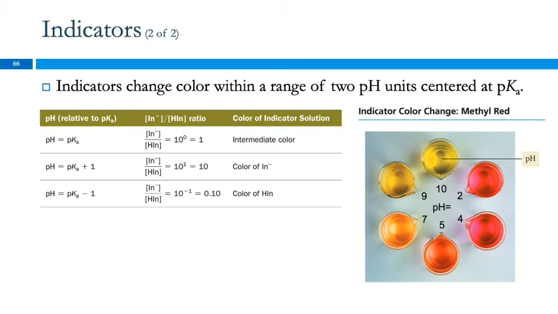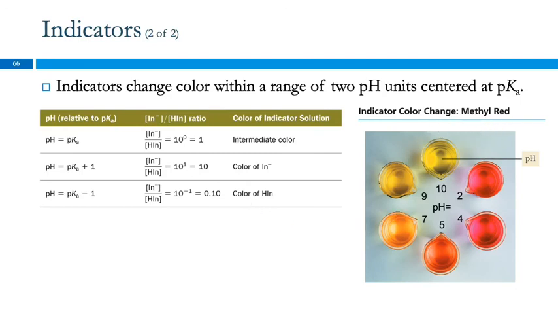Indicators will change color within a range of 2 pH units centered on the pKa for that indicator. And that has to do with the buffer relationship here. If the pH is at the pKa, then we'll have an intermediate color. If it is 1 unit above, we'll have the color of the basic form. If it's 1 unit below the pKa, we'll have the color of the acid form.